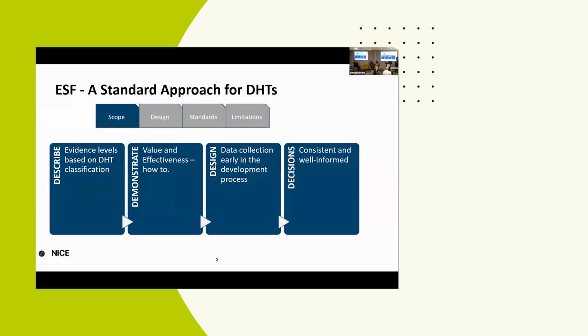The ESF describes the evidence levels based on the classification of the product. That's the risk classification. It describes how companies or developers can demonstrate the value and effectiveness of their product. It encourages them to design data collection early in the development process. And ultimately, this leads to more consistent, well-informed decision making.